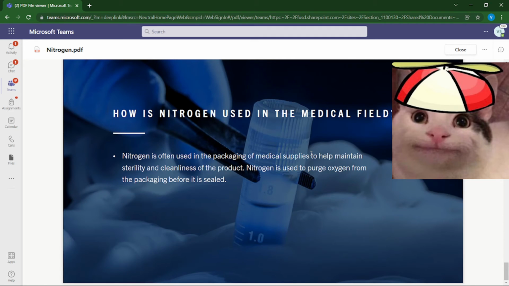Lastly, how is nitrogen used in the medical field? Nitrogen is often used in the packaging of medical supplies to help maintain cleanliness of the product. Nitrogen is used to purge oxygen from the packaging before it's sealed.